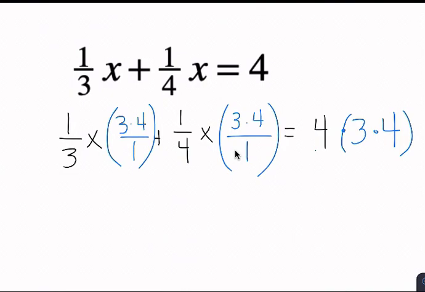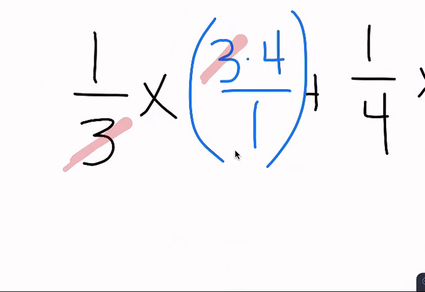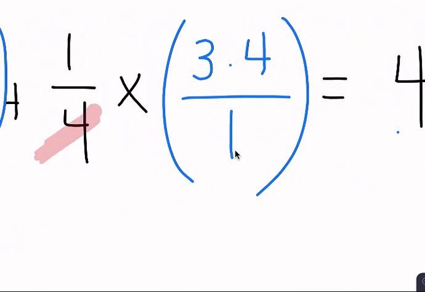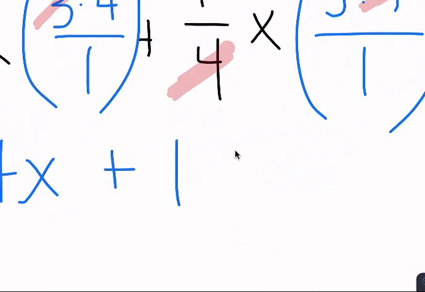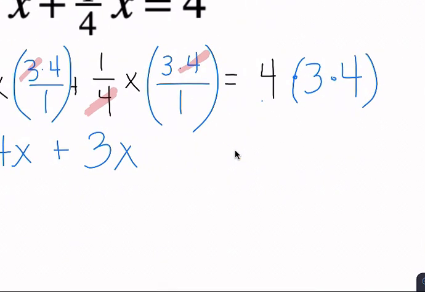So now I'm going to go through. My first term is this piece right here, so I'm going to get rid of this 3 and this 3. I'm left with 4 times 1, which is 4x. My next term right here, I'm going to get rid of my 4 because I have a 4 in the numerator and a denominator. I'm left multiplying 1 times 3x, which would be 3x. And then is equal to, well, 4 times 3 is 12. 12 times 4 is 48.